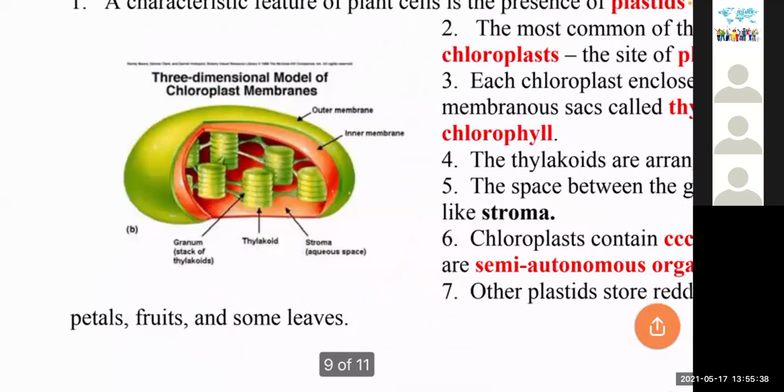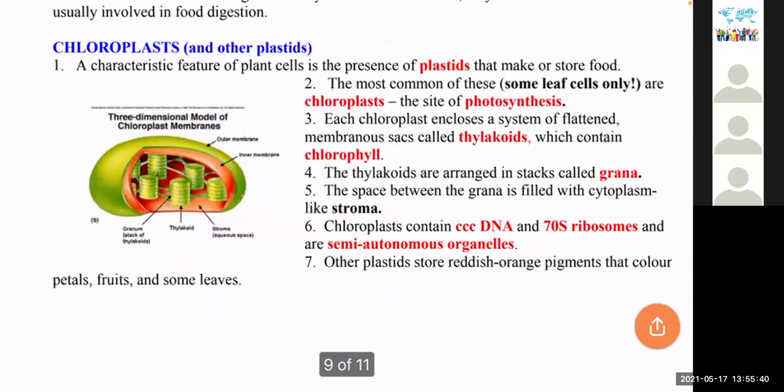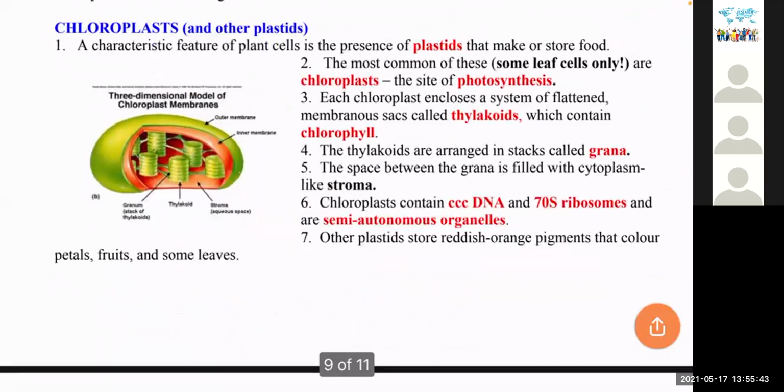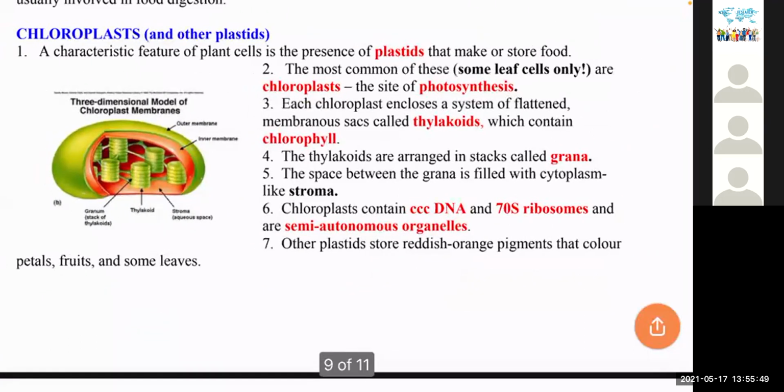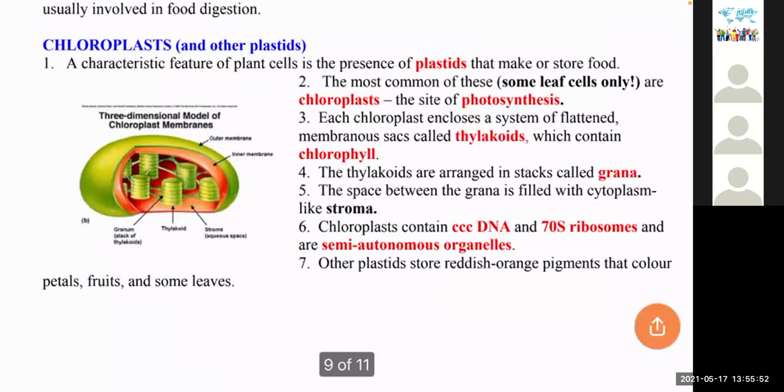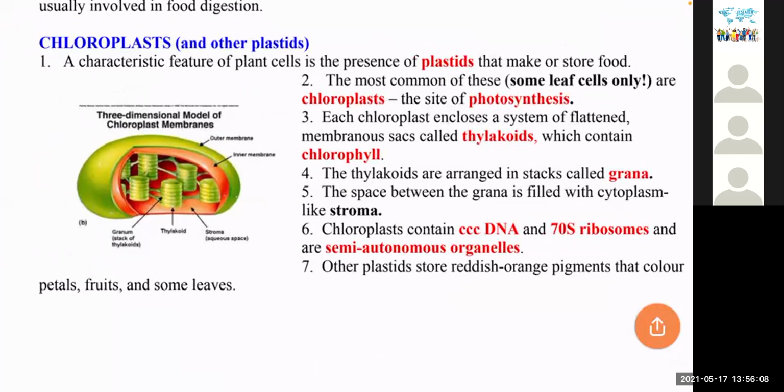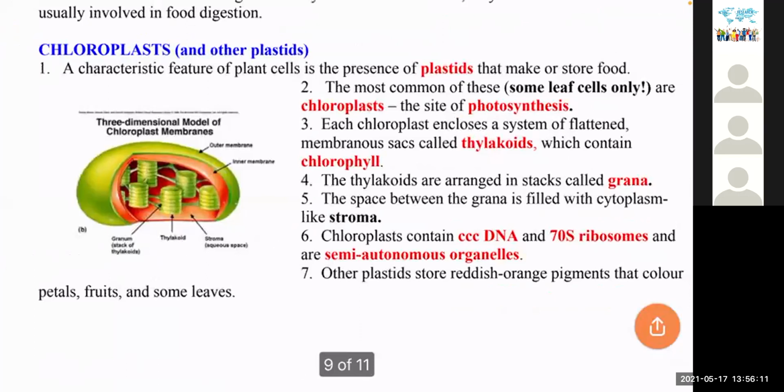So that was a 3-dimensional model of chloroplast membranes. So we proceed. Each chloroplast encloses a system of flattened membranous sacs called thylakoids, which contain chlorophyll. The thylakoids are arranged in stacks called grana.